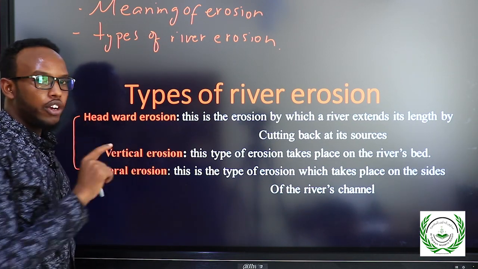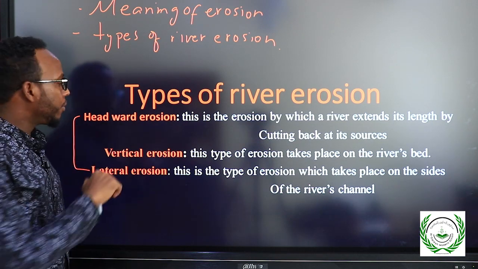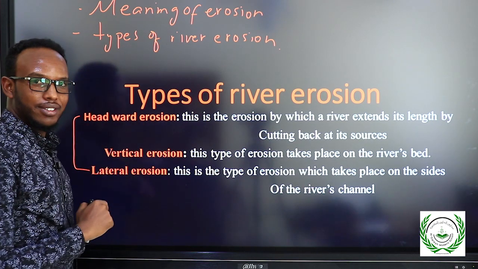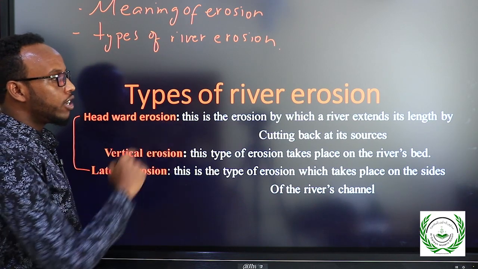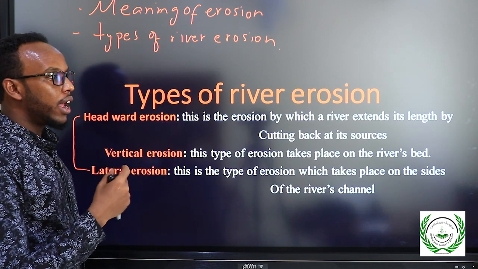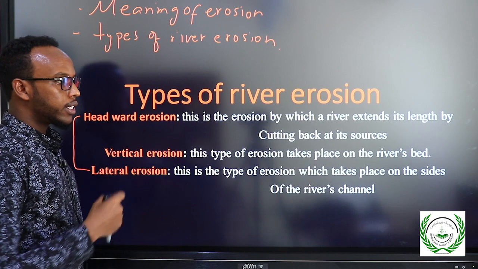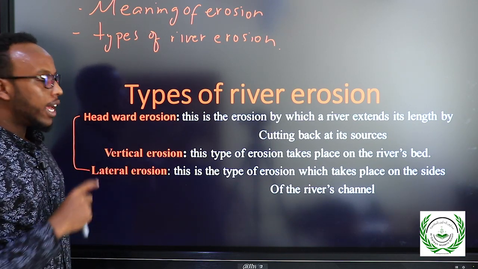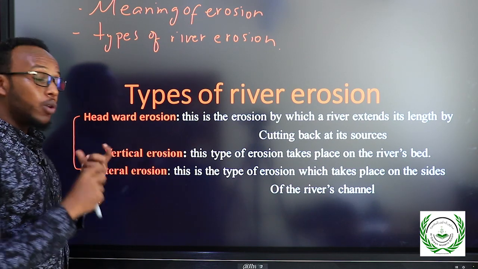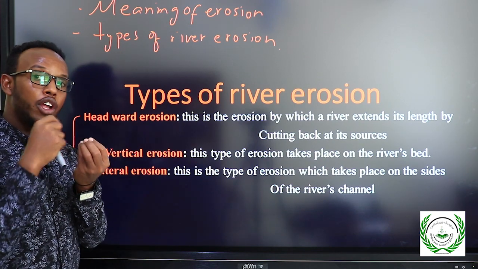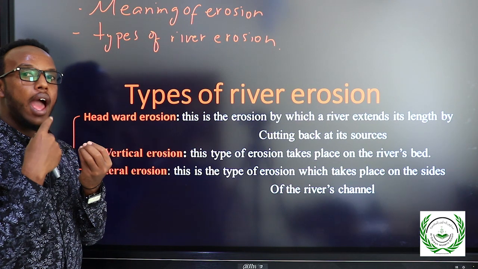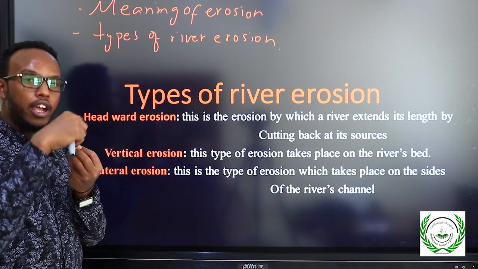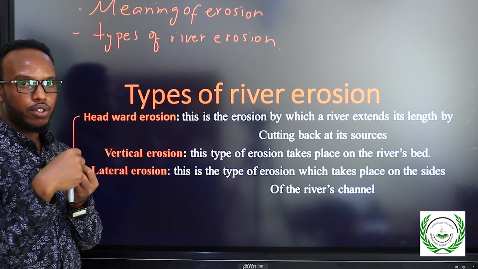The first type of erosion waxa la yiraahdaa webiga ka dhaca headward erosion. This is the erosion by which a river extends its length by cutting back at its source. Nabaad guurkani wuxuu ka dhacaa afka hore ee webiga. This erosion happens or occurs at the head of the river, the start point of the river.